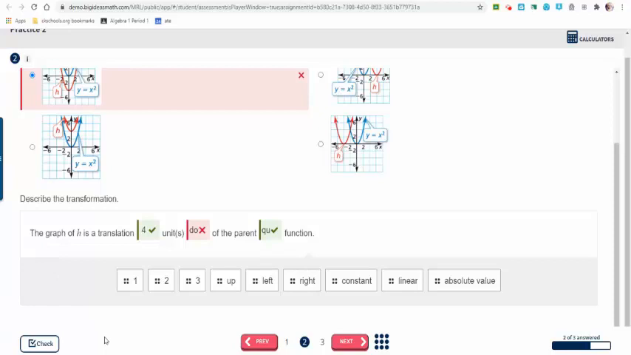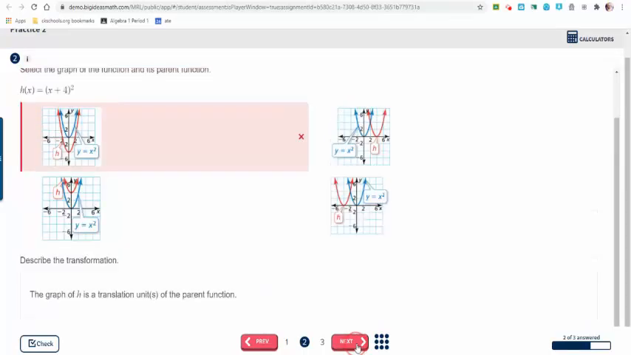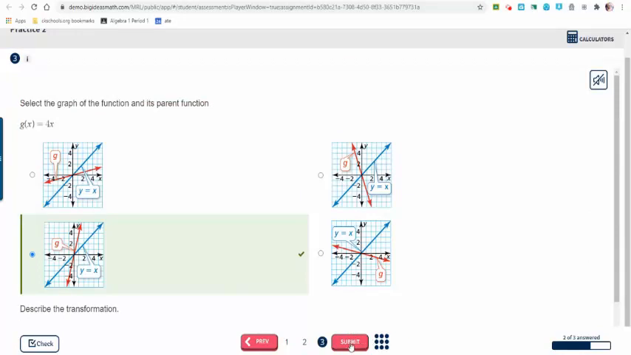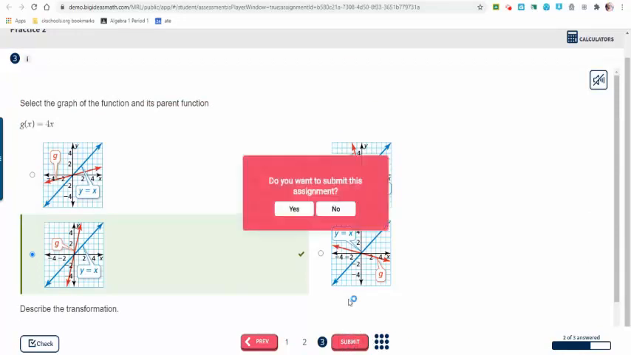I would highly, highly, highly recommend that you actually do the math, that you do not just use this check button to guess and check and do the problems. You are not learning if you are just guessing and checking and randomly hitting. Please try to do the math by yourself. Now, when you are done, you're going to go through to the very end, and you are going to hit submit. It's going to ask you, are you wanting to submit? And yes, I want to submit.